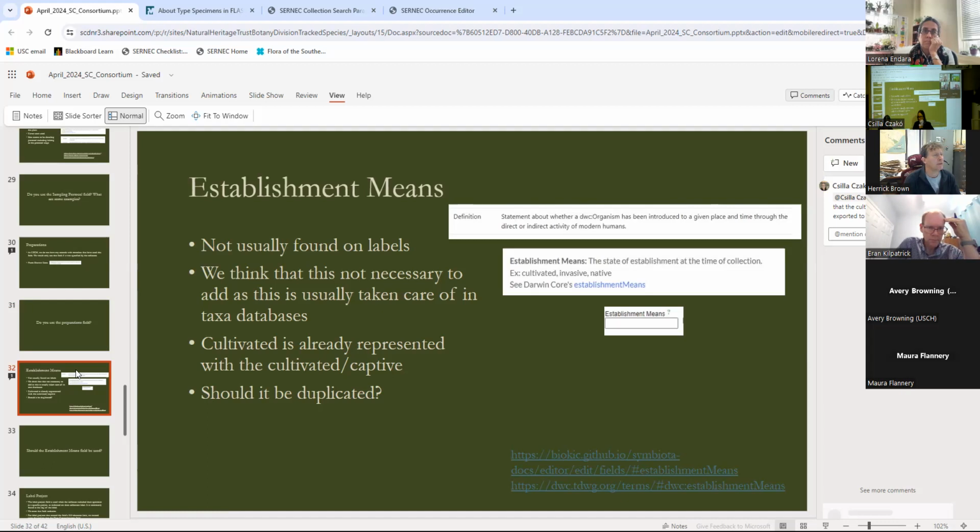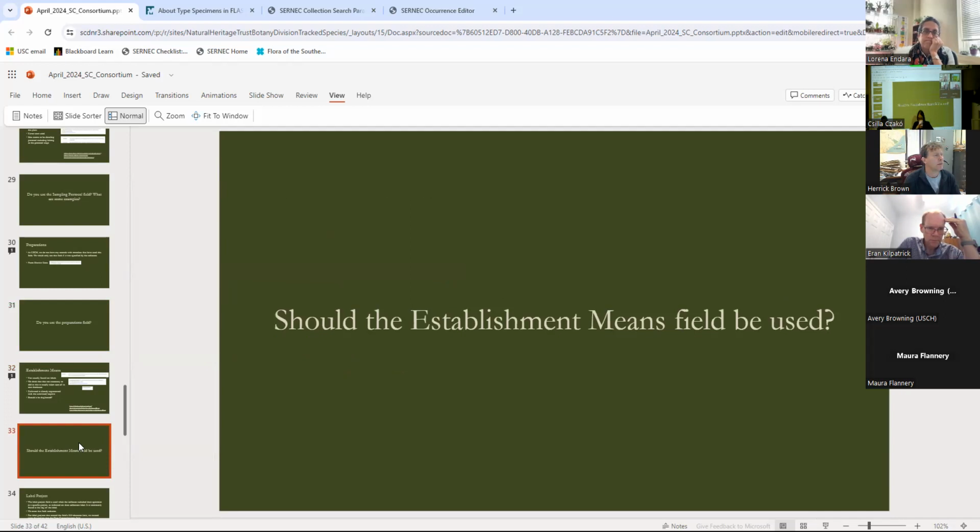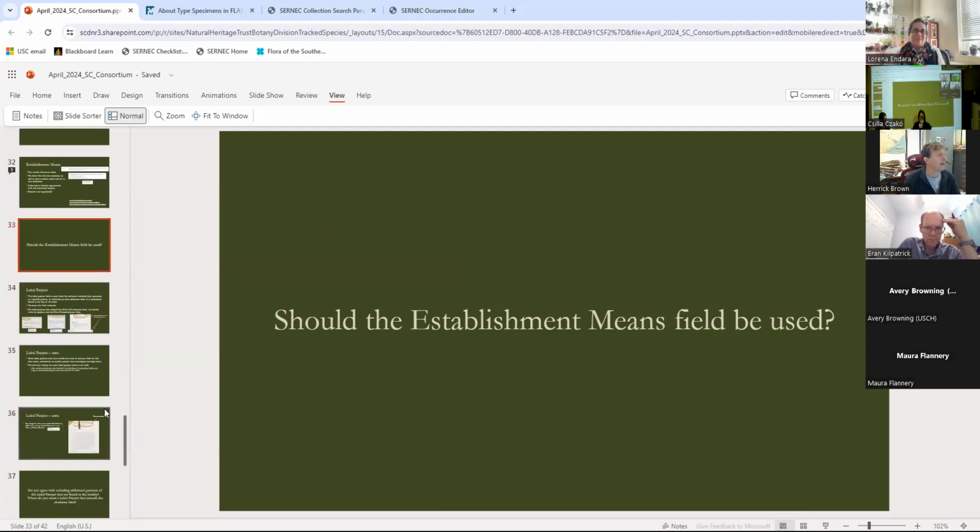Because it's just taking the cultivated, yeah, the taxa version of the cultivated field a step farther. Anyway. Do you guys have any thoughts on that? I'm equally confused if that helps. Thank you.